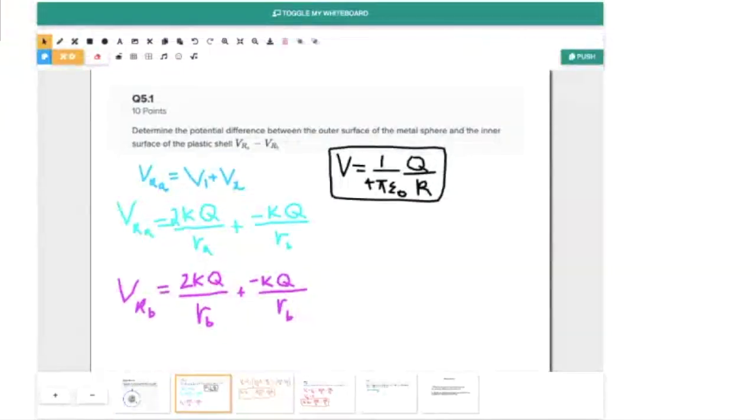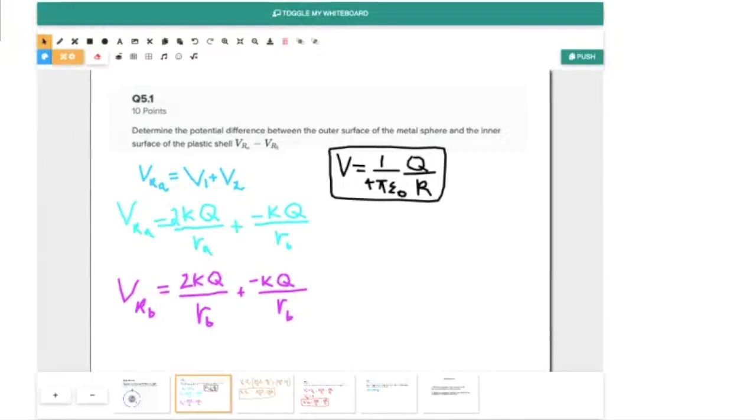Part 1 asks us to determine the potential difference between the outer surface of the metal sphere and the inner surface of the plastic shell. First, note that at the location RA, the radius of the solid metal sphere, the net potential is the result of the potential contributed by the sphere as well as the potential from the plastic shell of charge negative Q. Thus, VRA is equal to the sum of V1 and V2, where V1 and V2 are the potential contributions from the sphere and the shell, respectively.